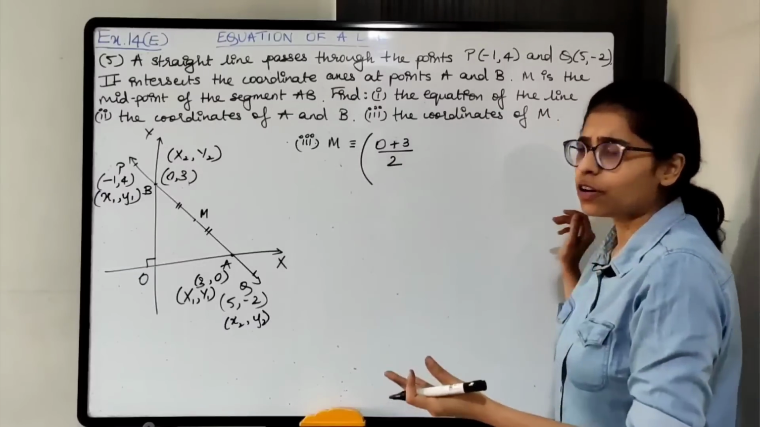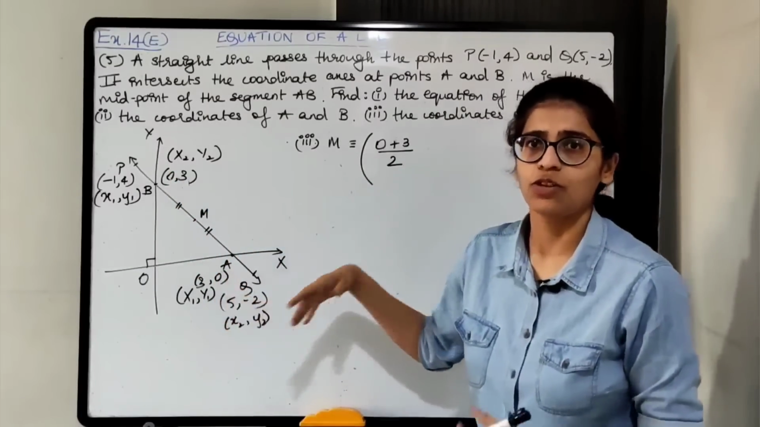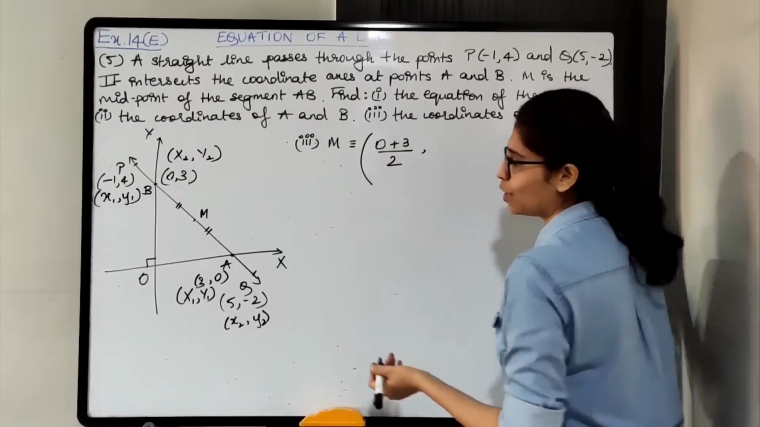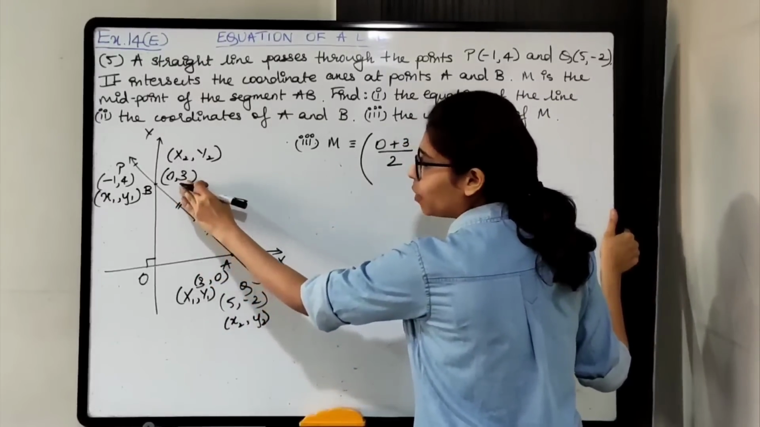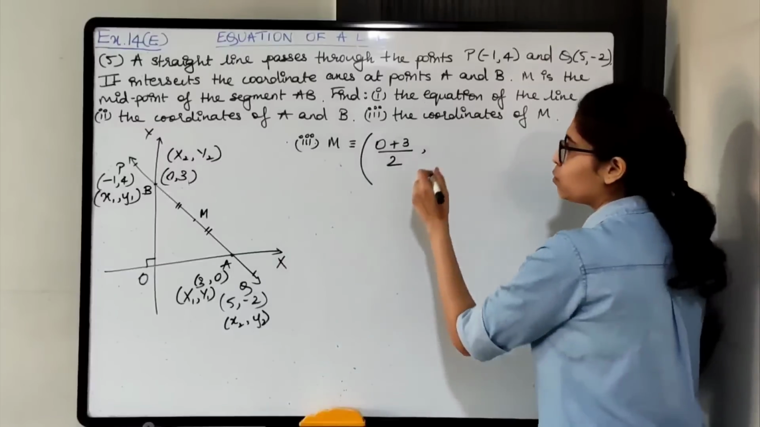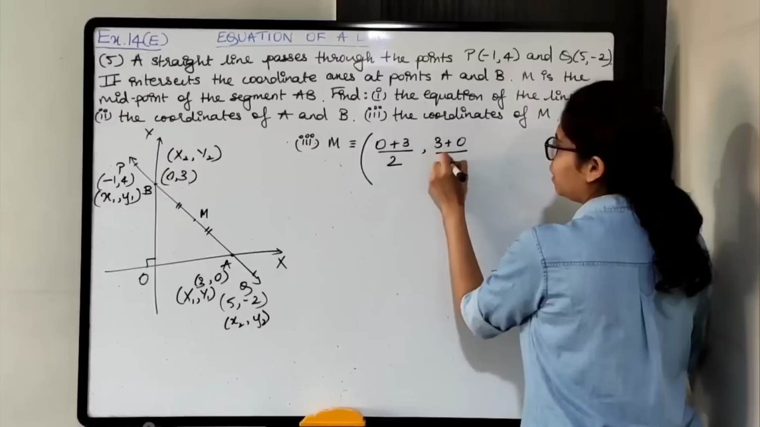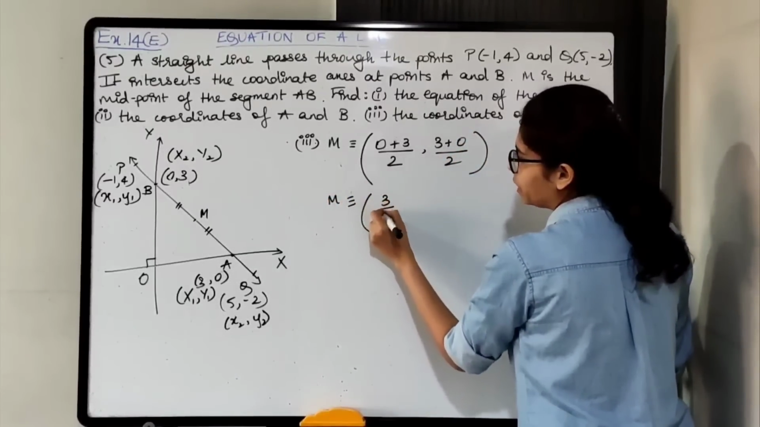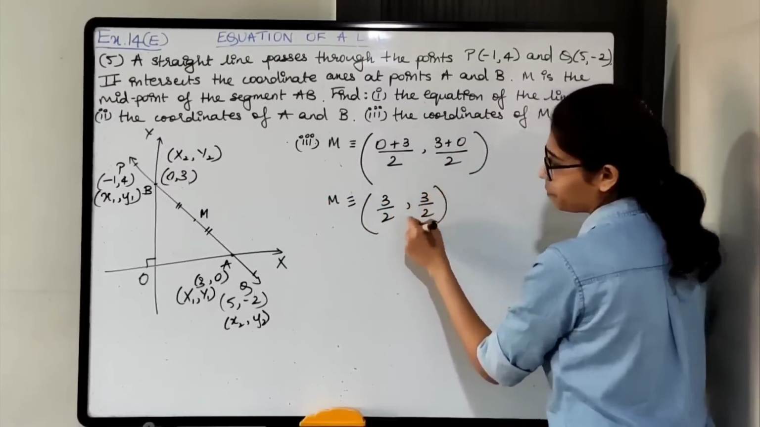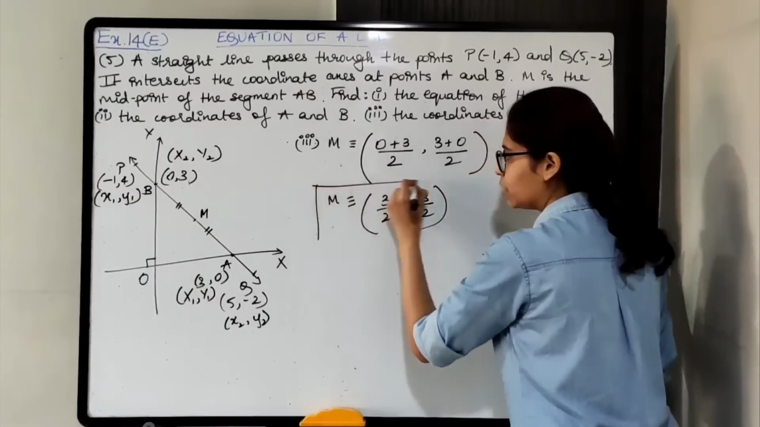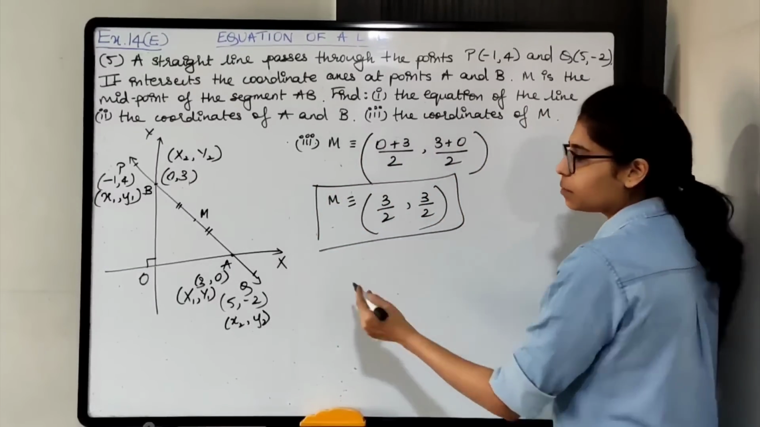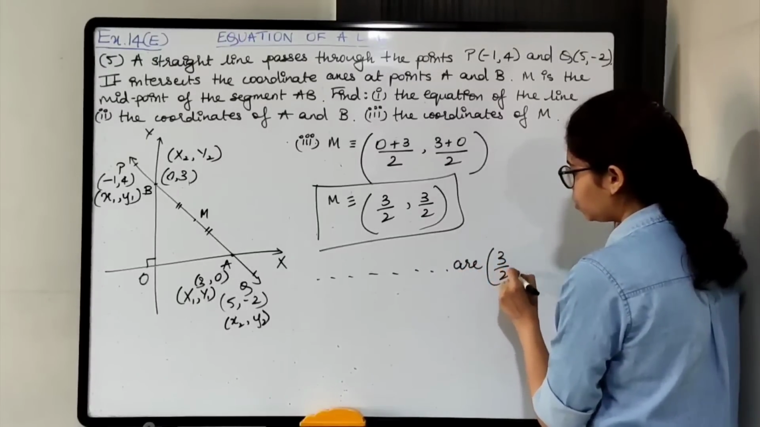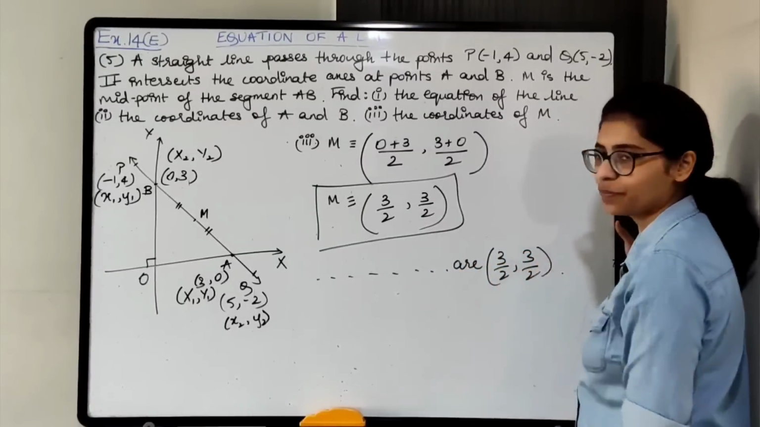Doesn't matter in which you are adding, 3 plus 0, 0 plus 3, you are adding only, ठीक है? So it does not matter as long as you are not subtracting. And for y coordinate 3 plus 0 divided by 2. So we'll add y coordinates and divide by 2. So this will give 3 by 2, 3 by 2. We got the coordinates of M. Box कर दो. Again write down the final statement. The coordinates of M are 3 by 2, 3 by 2. Okay.